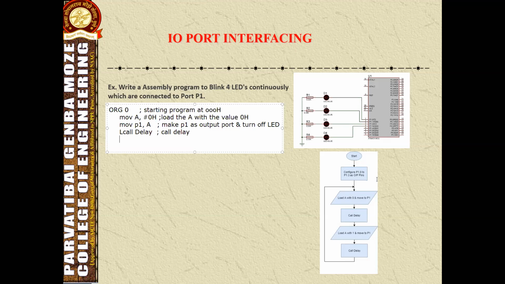So before that we have loaded our port 1 with a low signal. So there is no voltage flow inside the LED, hence the LED remains in turn off position. Now, after some time, we have to make it turn on. How are we going to make it turn on? We have to move some value to the accumulator.